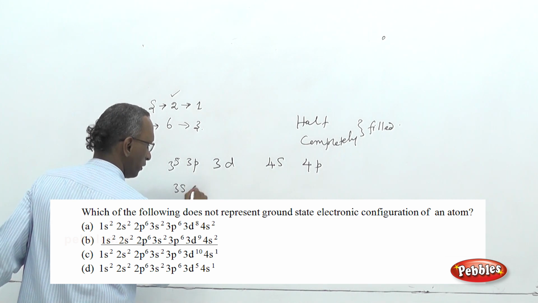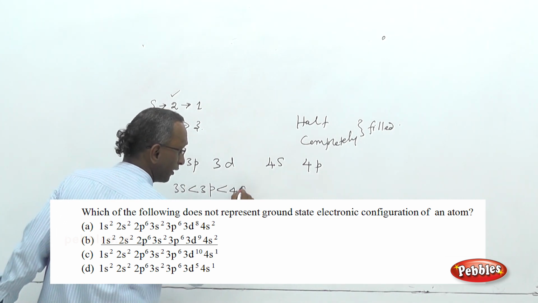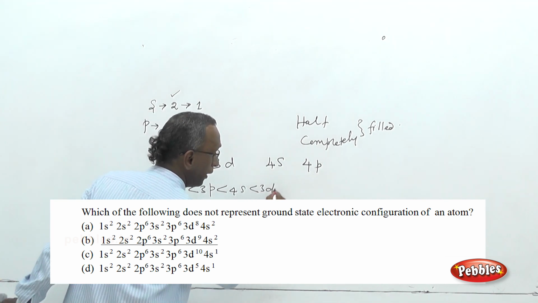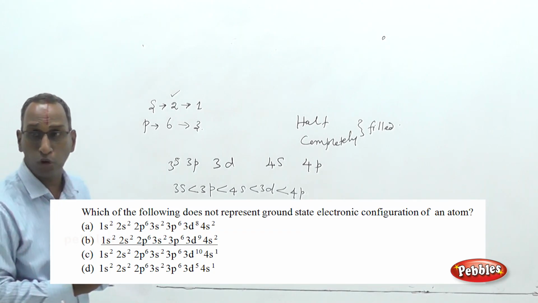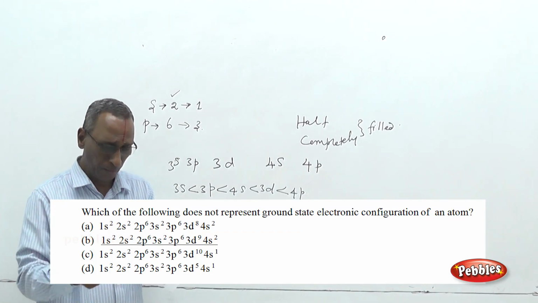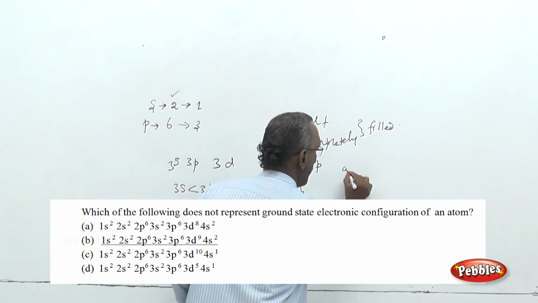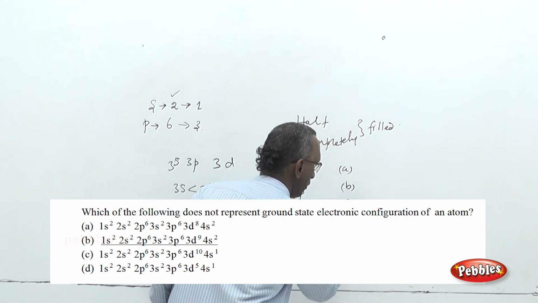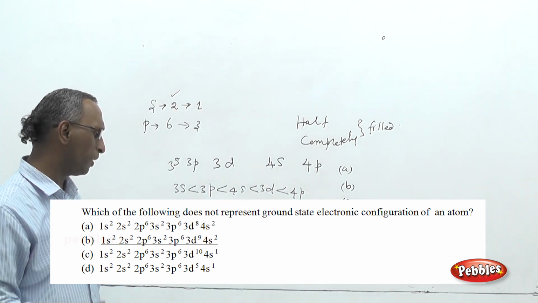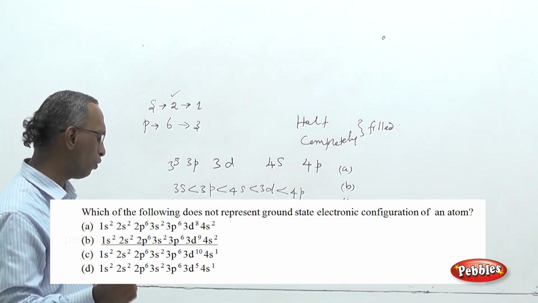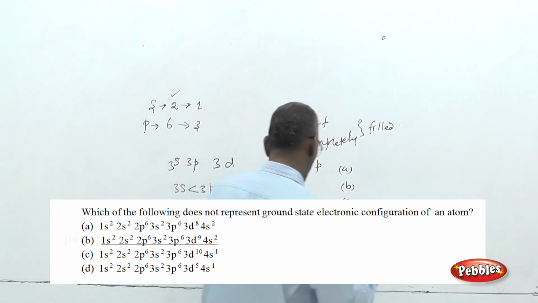But after 3s comes 3p, then comes 4s, then 3d, and only then 4p. This is based on the Aufbau principle, which is to be noted. The 4 choices vary only in the valence configuration. Valence configuration means the outermost configuration. 1 and 2 are the inner configuration; 3 and 4 are the outer configuration.